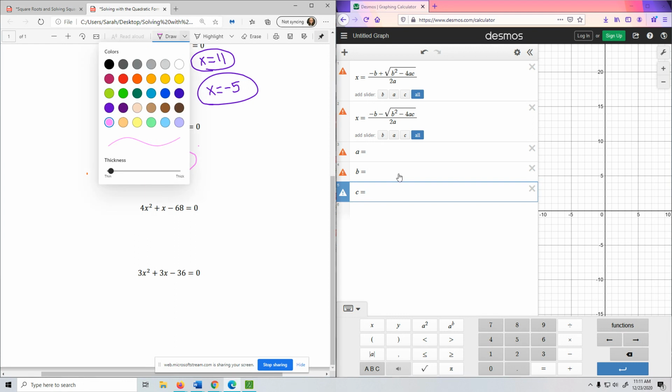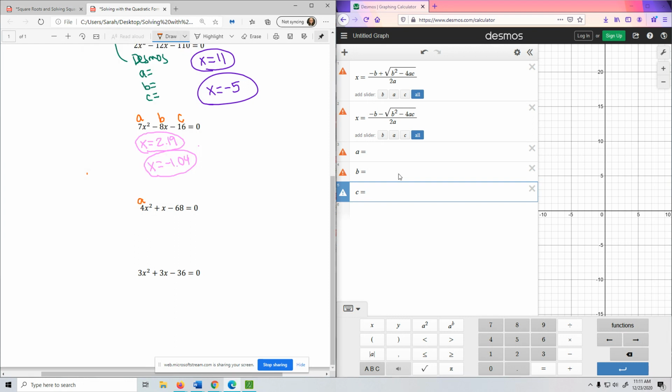Looking at my next problem, this time A is 4. I don't see a number in front of x. Remember when you don't see a number in front of something, it's a hidden 1. So B is 1. That's very important. You have to have a number for B. And C is -68. So let's update Desmos with those things.